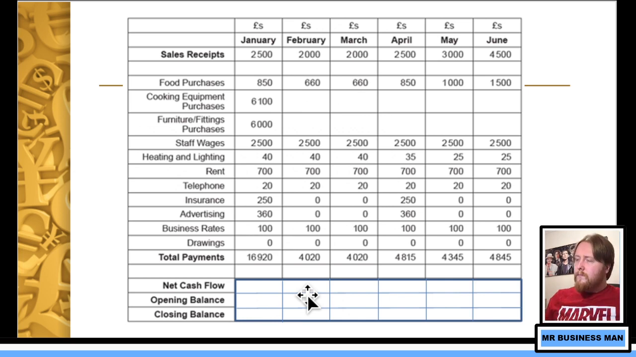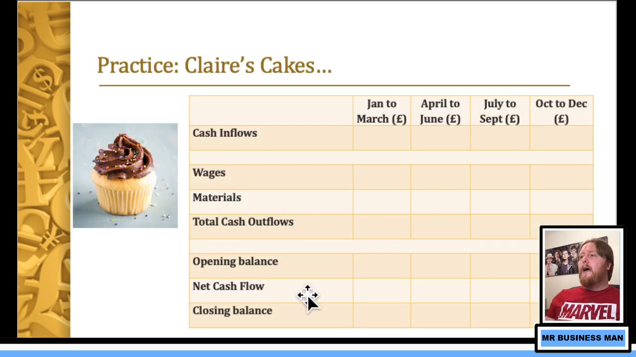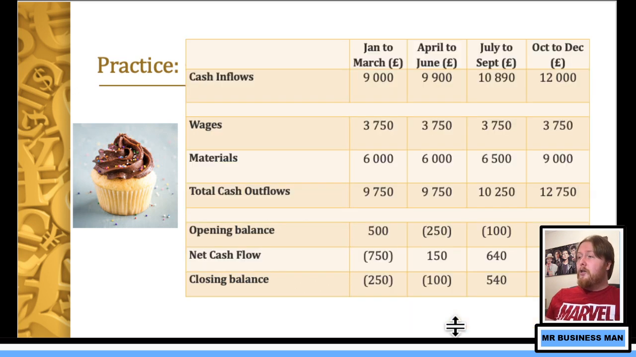Okay, so I'm going to show you it in context now. This is just an example. I hope it makes sense. If it doesn't, I hope it'll make sense in a second. So look at this one. We've got our inflows, our outflows, our net cash flow, opening balance and closing balance. It's in a slightly different order. So let's have a look.